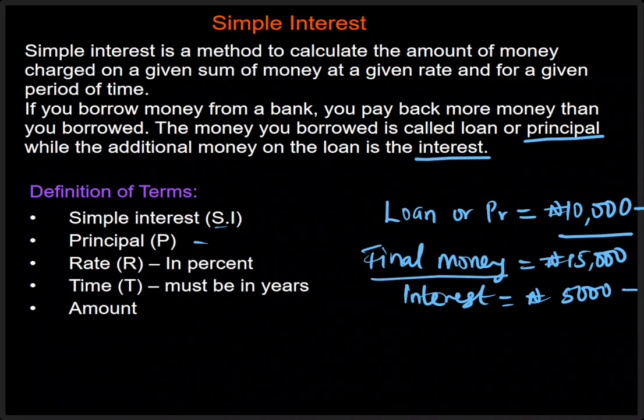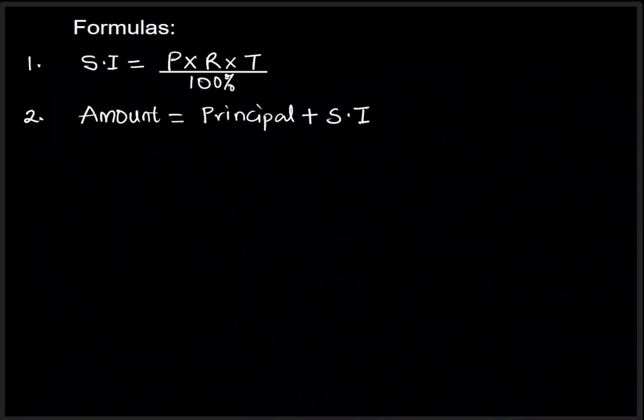And then we have our rate. Rate is always in percentage. All right, so take note of that. Time must always be in years. So if you are given time, maybe a month, you have to change the month to years. And then the amount is the total money combining the principal and the simple interest.